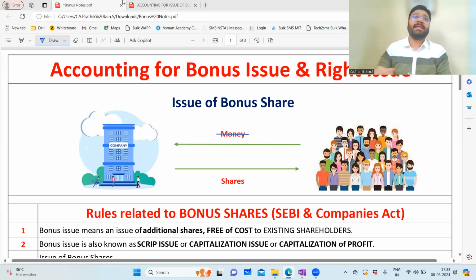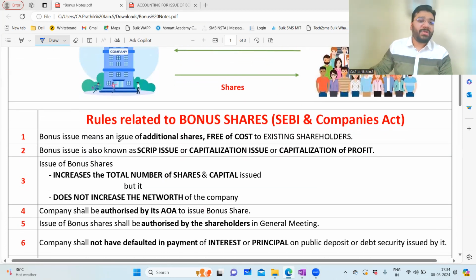Bonus issue is basically the shares that have been issued by either private companies or public limited companies to their existing shareholders absolutely free of cost, which means the shareholders are getting the shares, but in return, they are not paying any money to the company. So bonus issue means an issue of additional shares free of cost to the existing shareholders. I'll do a quick recap of what we discussed yesterday. So this was the first point.